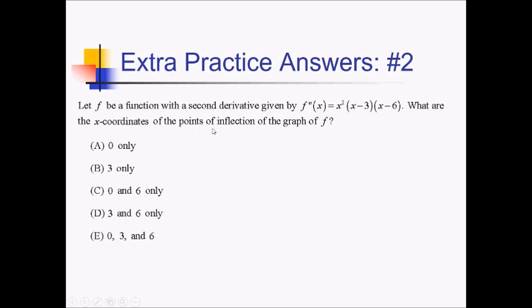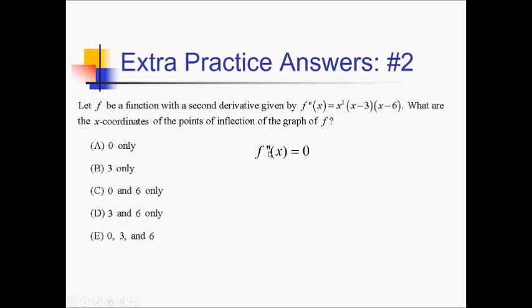For this problem, we're given f with a second derivative given by f double prime equals this stuff here. We want the x-coordinates of points of inflection for f. So on this one, note that they already gave you f double prime, which is what you need to do sign analysis on to figure out points of inflection.